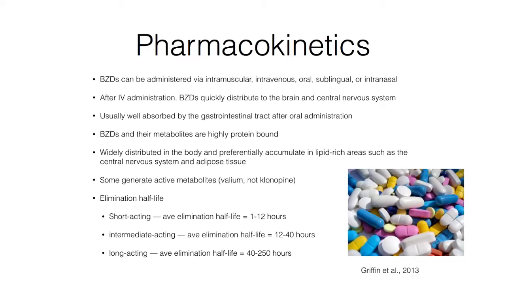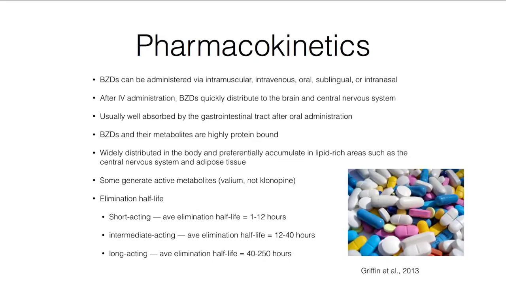Benzodiazepines can be administered in many different ways. They're lipophilic, so they can very quickly get into the brain. They're also very well absorbed by the GI tract. Importantly, they accumulate in lipid-rich areas like adipose tissue, and that can be problematic for long-term use, which I'm going to talk about a little later. Some generate active metabolites, but not Klonopin, so I'm not going to talk about that.